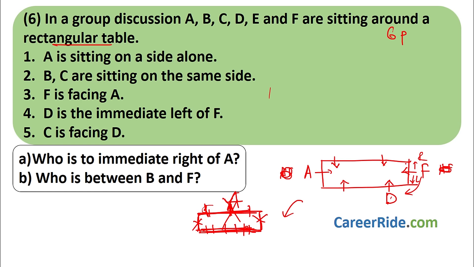C is facing D. C comes over here. We know B and C are on the same side. So B and C comes over here. What remains is E. This is our sitting arrangement. Let's see the questions. They are over here.